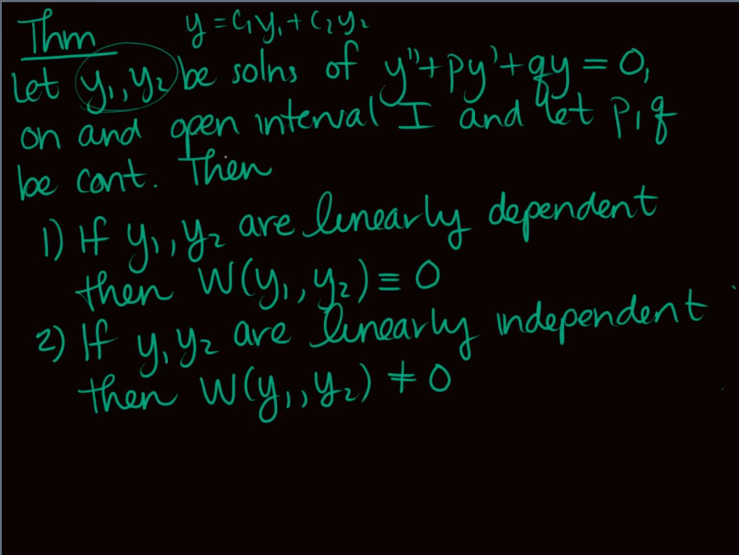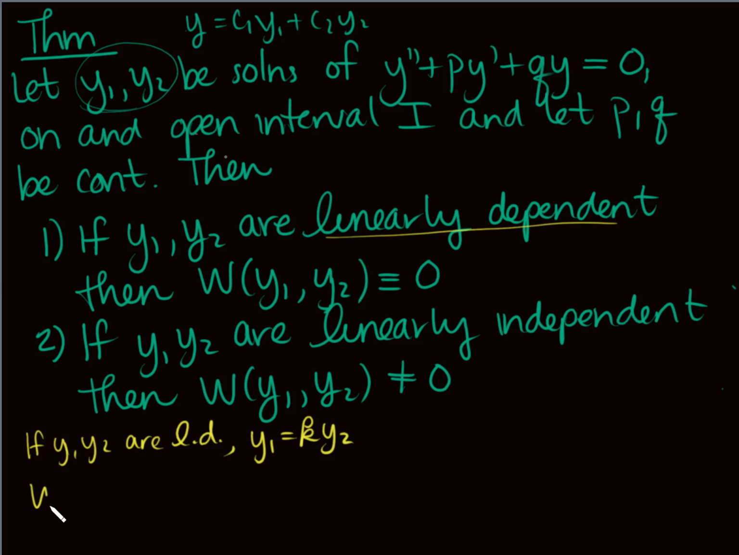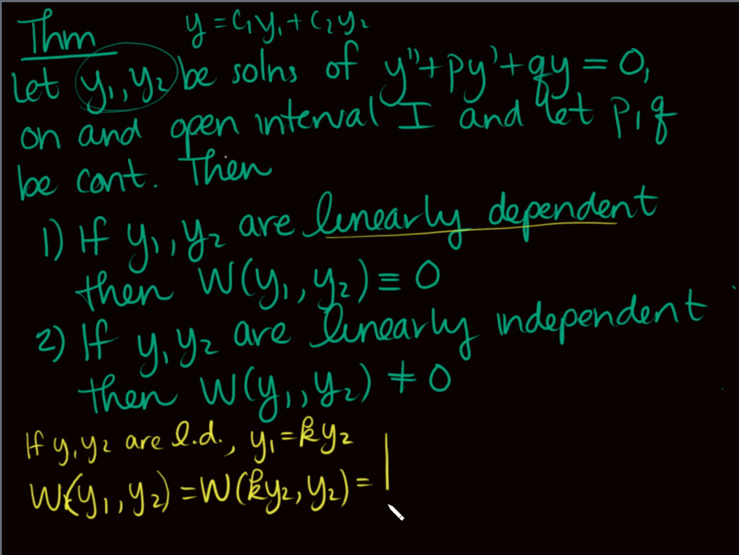Really quick, let me show you why. If they were linearly dependent, right? So if y1 and y2 are linearly dependent, then I know y1 equals k times y2, right? So let's look at what the Wronskian would do. I just want to show you why this is true. I would have y1, y2, but I know y1 then, right, is k y2. So let's look at what the Wronskian would tell us.